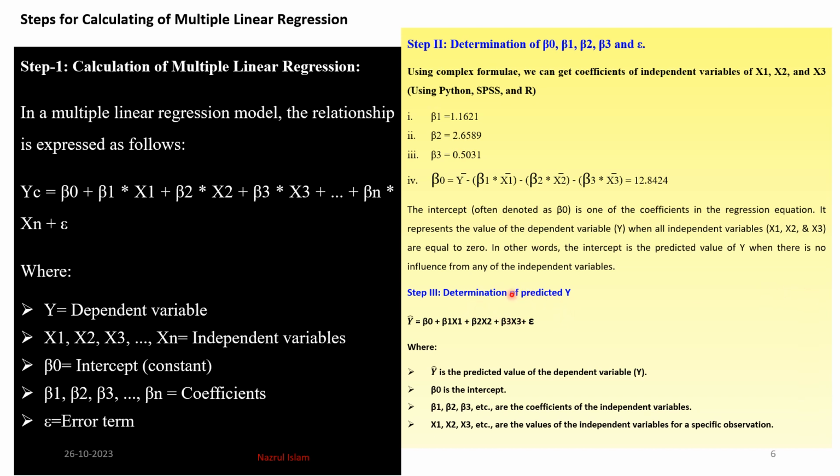In step 3, we have to determine the predicted y by using the following formula: y hat equal to beta 0 plus beta 1 multiplied by x1 plus beta 2 multiplied by x2 plus beta 3 multiplied by x3 plus error term, as we have explained here in the case.